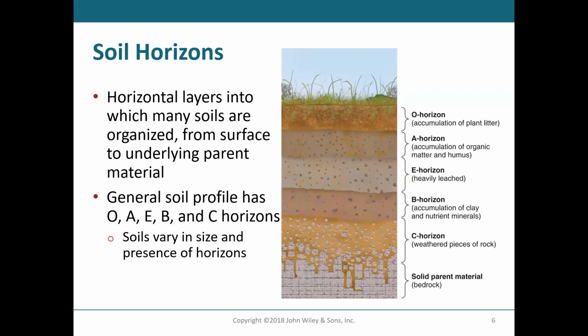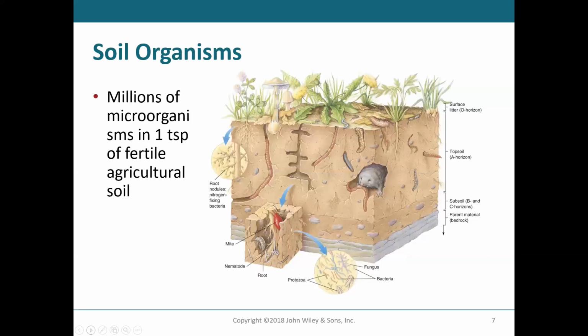And finally, beneath the B horizon, we have the weathered pieces of rocks in the C horizon. The C horizon is also below the extent of roots, and it's often saturated with water. Soil organisms. Although they're usually hidden underground, their numbers are massive. This is where we see insects, bacteria, fungi, algae, nematodes, protozoa, and it could be millions of them just inhabiting 1 teaspoon of fertile agricultural soil.